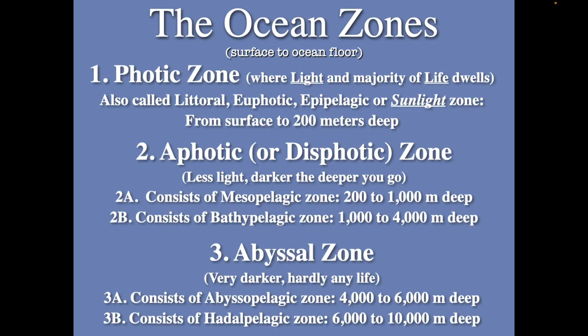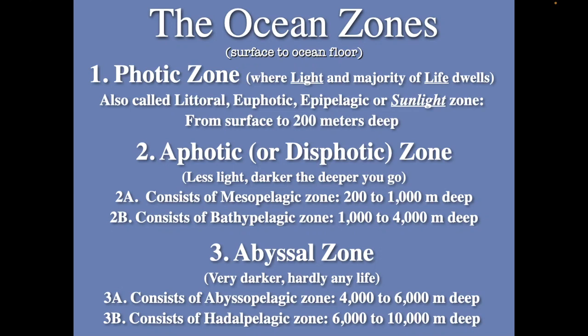We're going to divide the aphotic zone into 2 parts. The mesopelagic zone, meso meaning middle, so this is like 200 to 1,000 meters deep. And then once we hit the 1,000 meters, we're going to refer to the bottom part of the aphotic zone as the bathypelagic zone. This is about 1,000 to 4,000 meters deep.